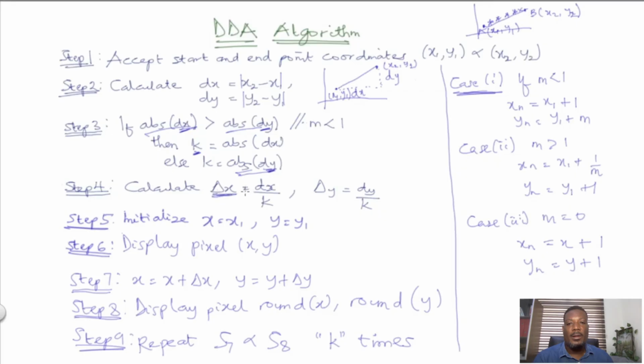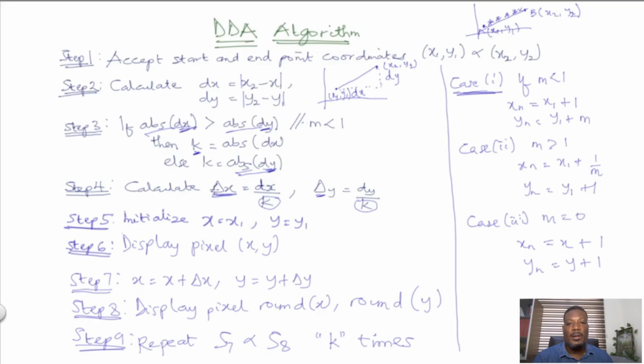which will be equal to dx by k, based on whether m is greater than 1 or m is less than 1, and also the change in y, using the k value that has been given from here, depending on the type of gradient or the type of case that is being used.